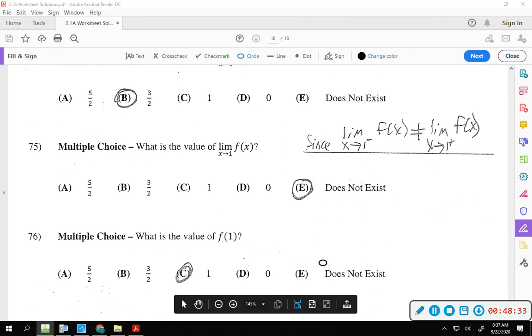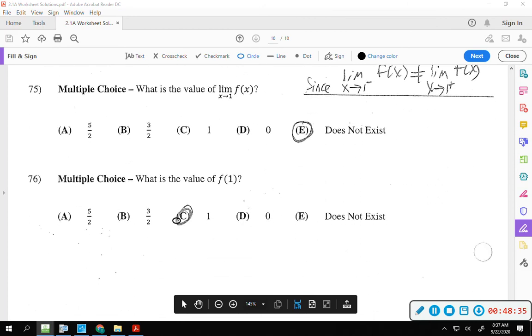Okay? So that's a nice overview of limits. How do we take a left-hand limit, a right-hand limit? Does the left-hand limit equal the right-hand limit? If they are equal, then that is the limit. But if they are not equal, then the limit does not exist. Good?